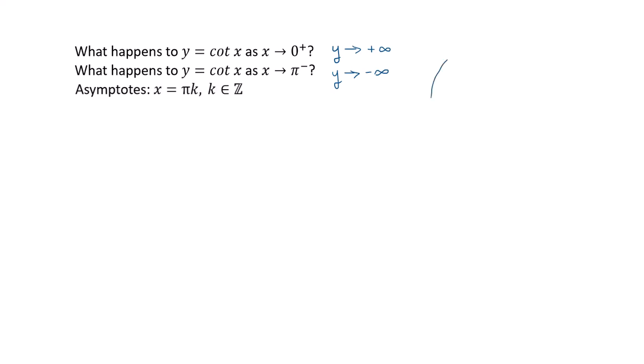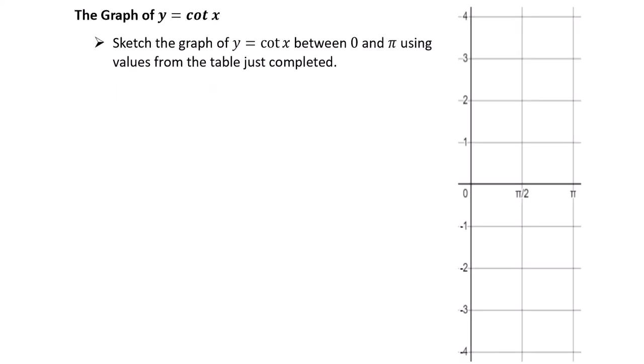So while the tangent graph is doing something like this, the cotangent graph seems to be doing something more like this. So we have asymptotes at x equals pi k, where k is an element of the integers. Now the graph of y equals cotangent x.